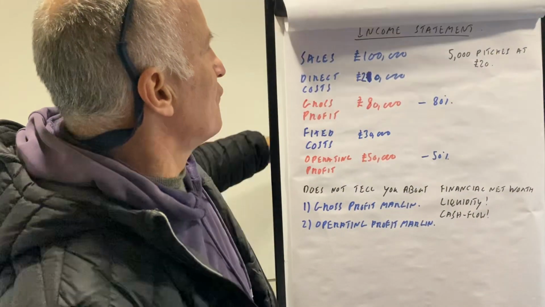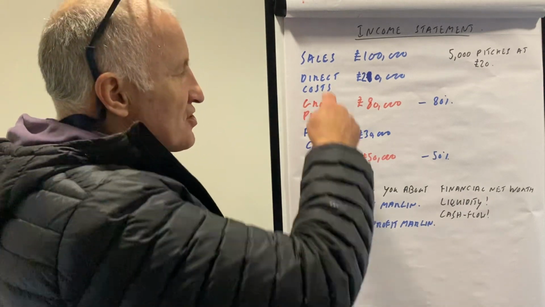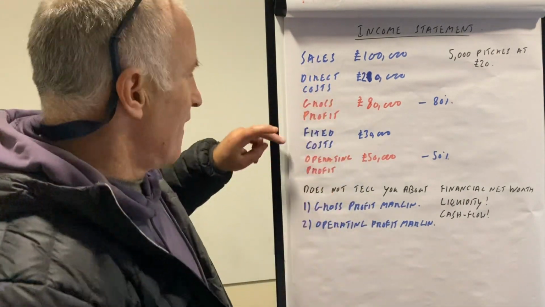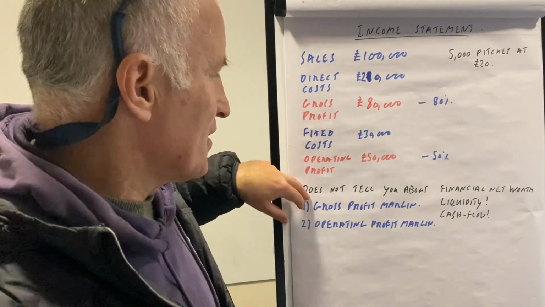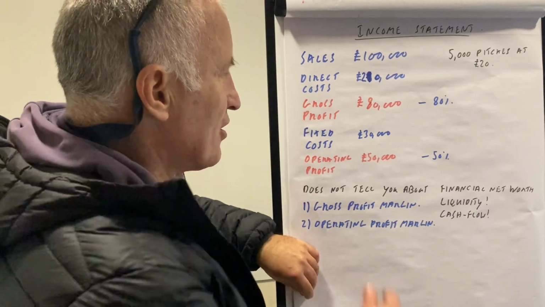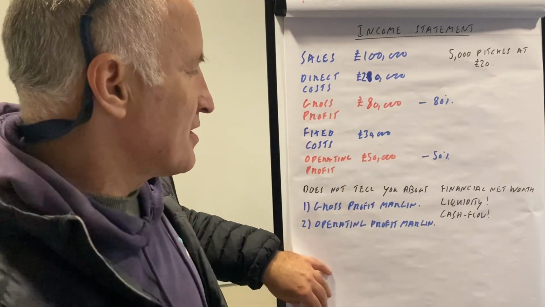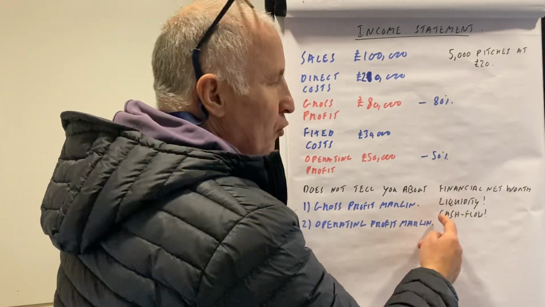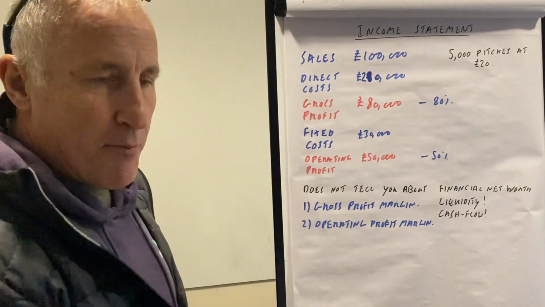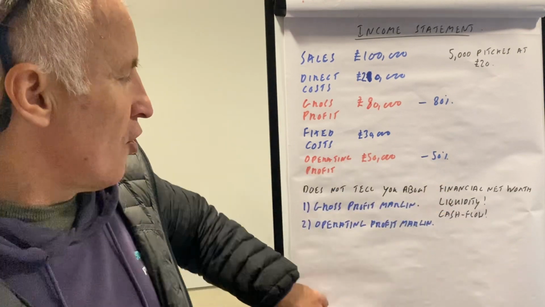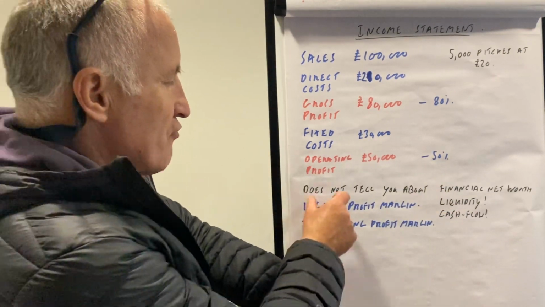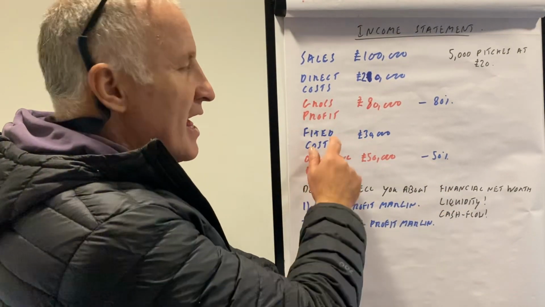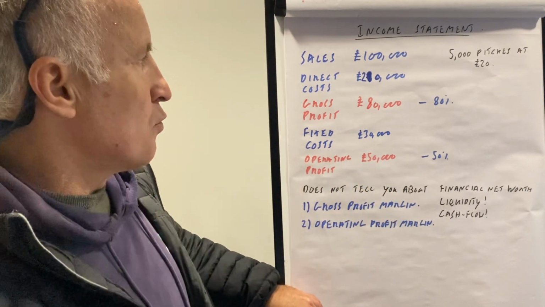And then we moved on to an income statement, which is just sales, direct costs, gross profit, fixed costs, operating profit. And you get the gross profit margin and the operating profit margin. The one thing that doesn't tell you about liquidity or cash flow is simply about profits or the financial net worth of a business. Two ratios here, gross profit margin and operating profit margin, which could well come up.